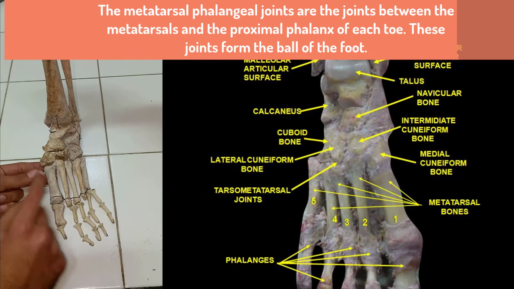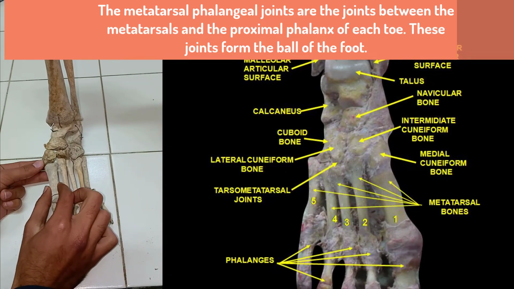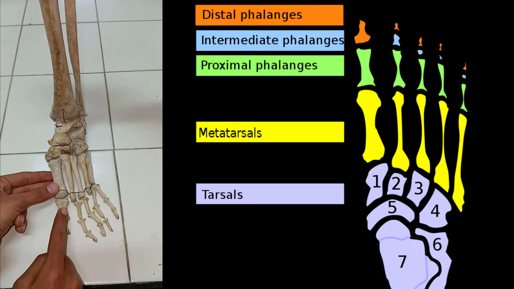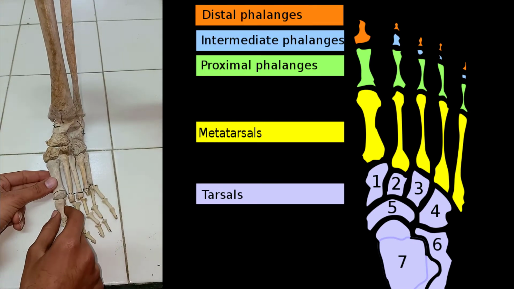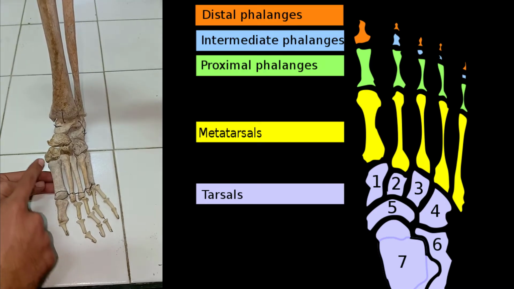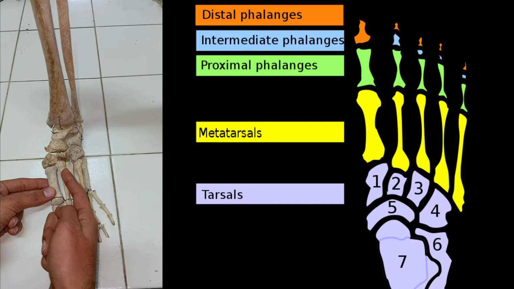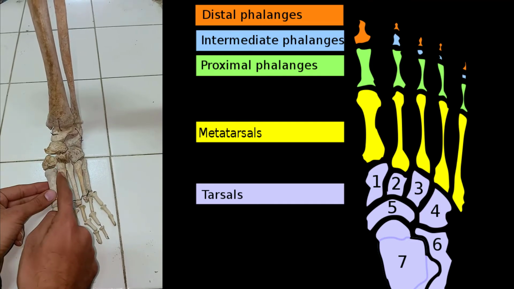of the tarsal bones, forming the tarsometatarsal joint, and the head of the metatarsal articulates with each phalanx, making up the metatarsal phalangeal joint. Additionally, the base of each metatarsal also articulates with the base of the adjacent metatarsal, forming the intermetatarsal joints.